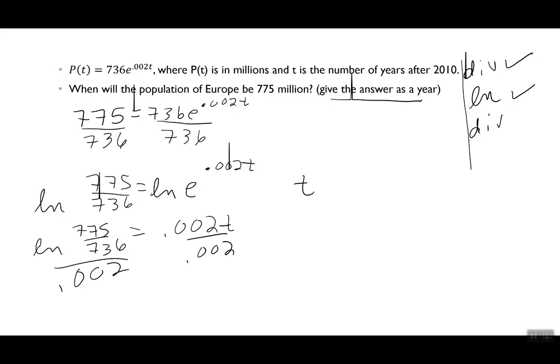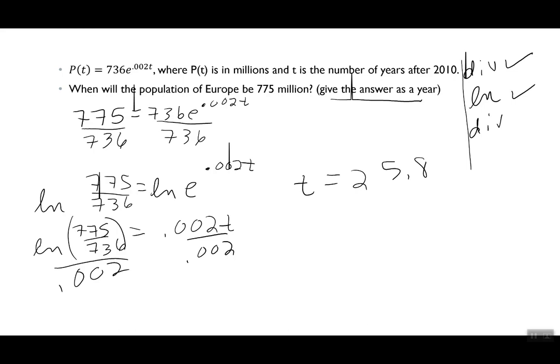Now is the time we grab our calculator. In your calculator, you should have parentheses around the 775 divided by 736. So I have the natural log of 775 divided by 736, close the parenthesis, and then divide by 0.002. Okay, so this says 25.8, if I do 1 decimal place.